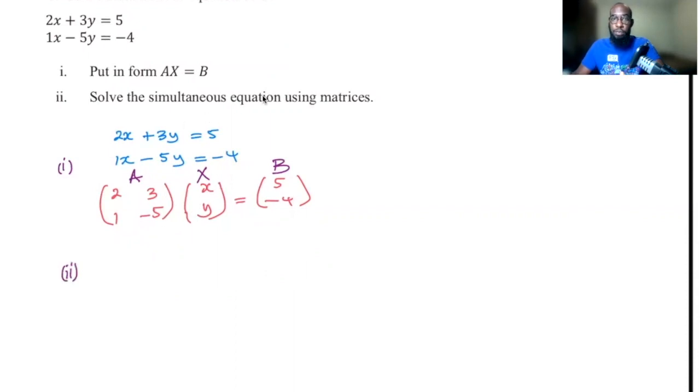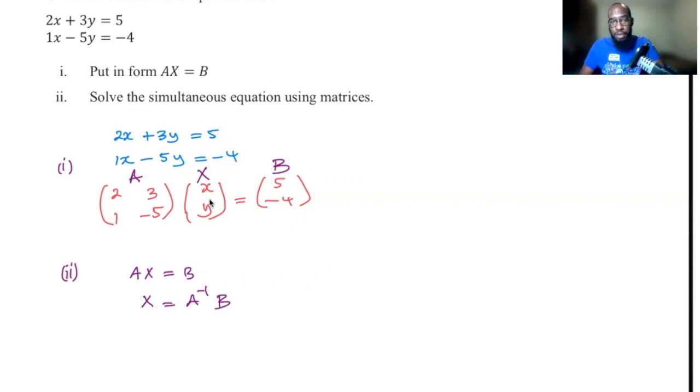We have to use matrices. So I'm going to continue with part 1. Sometimes the question tells you hence, and hence means you have to use part 1 to solve part 2. So I'm going to use part 1 to continue. If I have AX equals B, and I need to solve the simultaneous equation, we have to find out what is x and what is y. We will say X is equal to A inverse B.